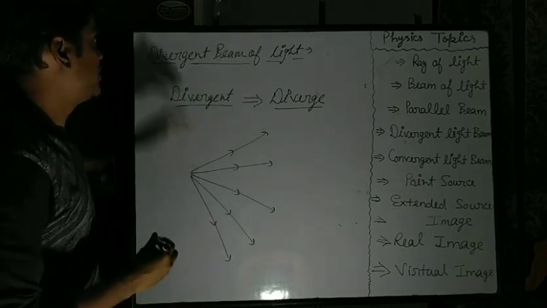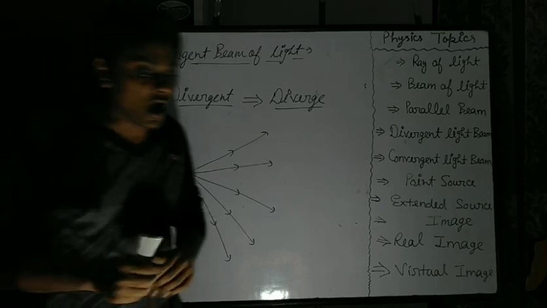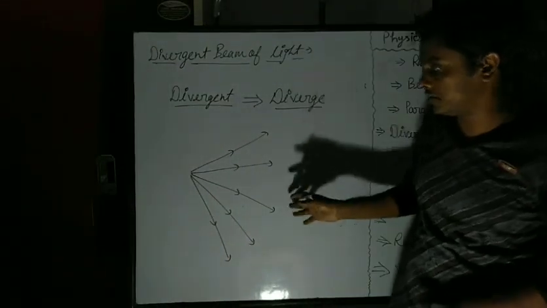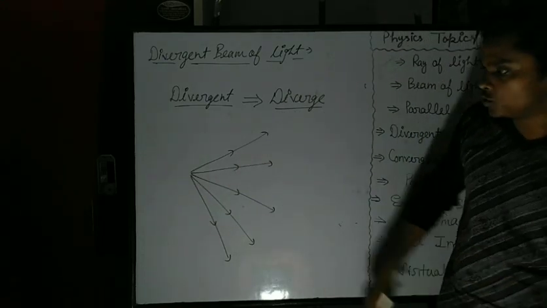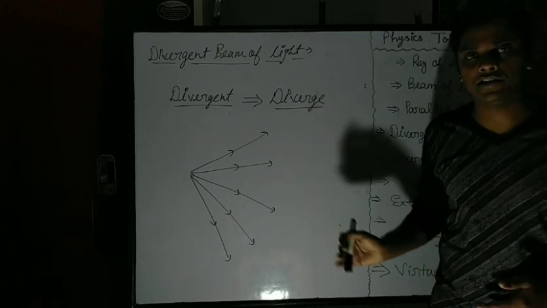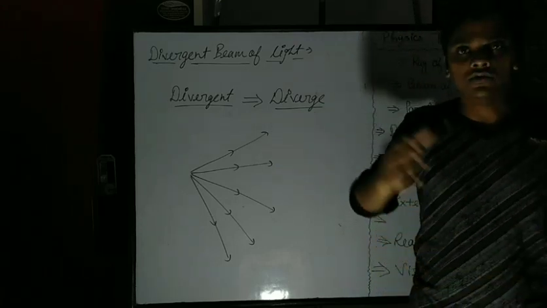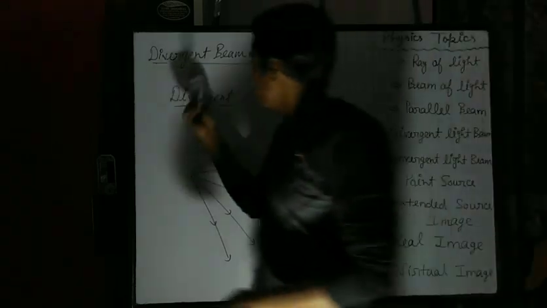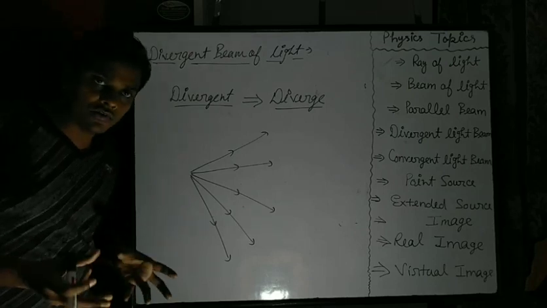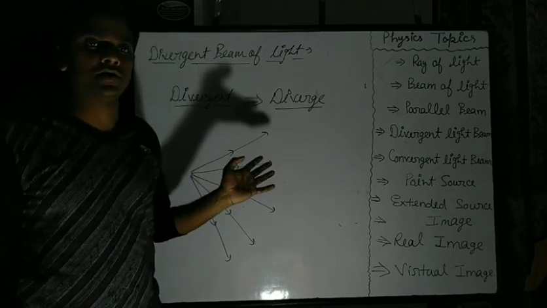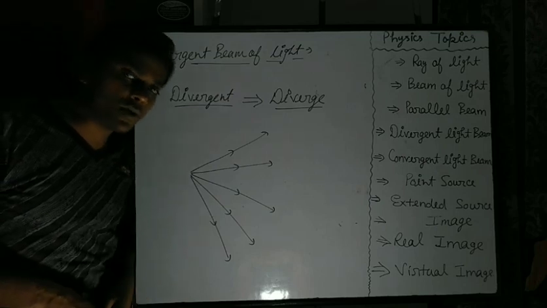So divergent beam of light. See, this is the figure of divergent beam of light. How can we say that this is a divergent beam of light? See, it originates from the single source but spreads out in each direction. In all directions, it is spread out, means it diverges in all the directions. So what is the divergent beam of light? When any collection of rays originates from a single source and spreads throughout all the directions, that is known as divergent beam of light.